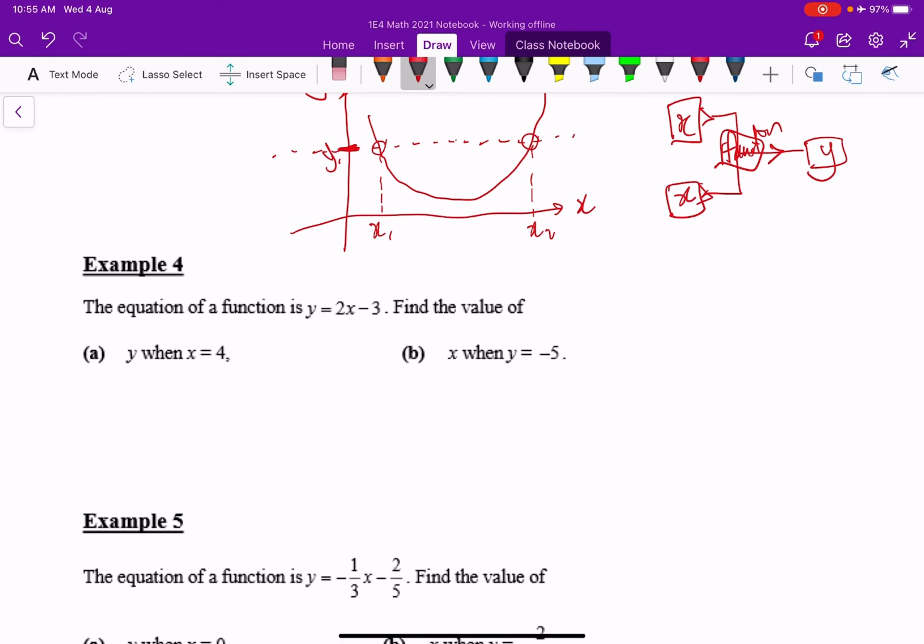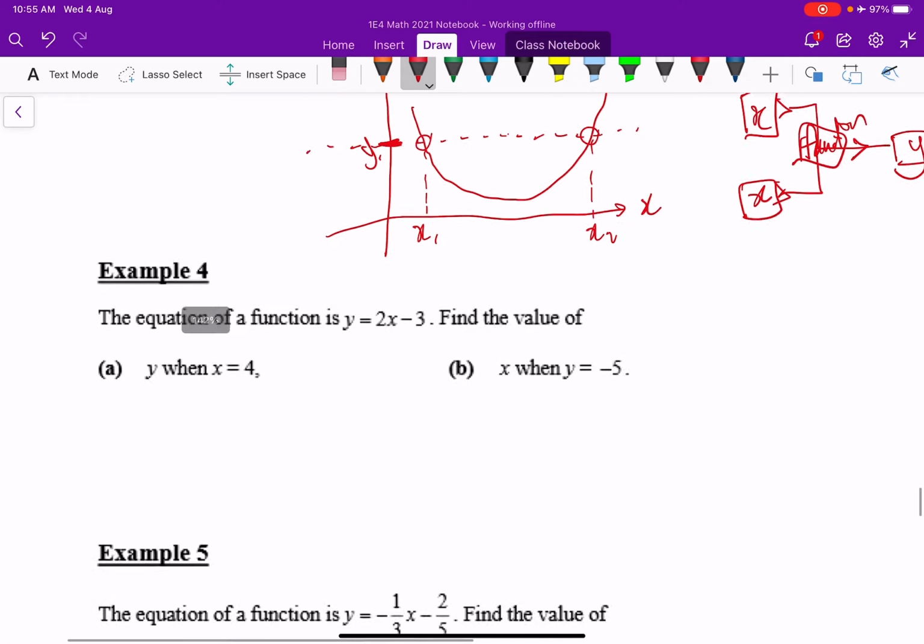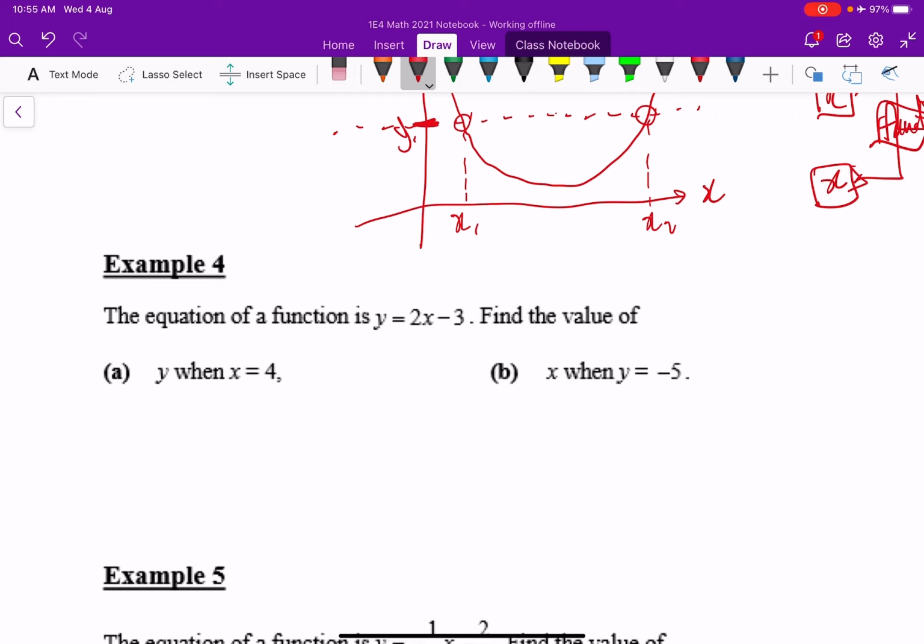Next, example 4. The equation of a function y is equals to 2x minus 3. Find the value of y when x is equals to 4. So now this is answering a more basic question whereby they ask you to find y with a given x value. So this is how you should write your working. y equals to 2 bracket 4 minus 3. When you calculate, you get y equals to 5.